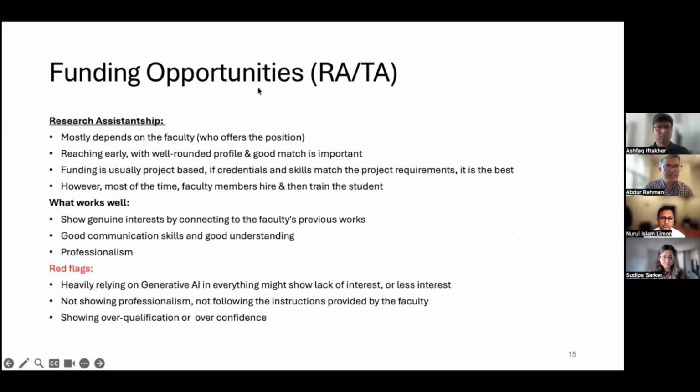So to avail these research assistantship positions, let's talk about it a little bit. It depends mostly on the faculty who is going to offer you the position. Sometimes it could also be offered centrally, but that's very rare. Most of the time it's offered by some faculty. Now, what we need to do is reach out to the faculty member as early as we can, because these positions are sometimes open immediately, and they are looking for a very good match if they can find one.